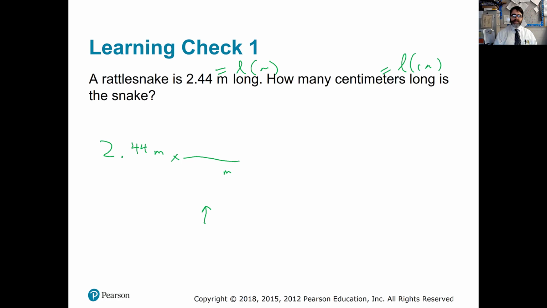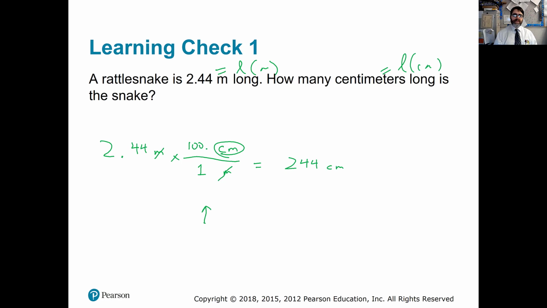Anyway, my question at this point is, I know I want meters here so that my meters cancel out, and the question is, can I take meters directly to centimeters, or am I going to need another conversion factor? And the answer here is yes, I can. And so since I can do that, I'm just going to put centimeters here on the top. Then I just need to plug in the numbers. 100 centimeters is 1 meter. My units cancel out. I'm left with centimeters like I want. I'm good. And so now I just punch that into a calculator, and I get 244 centimeters.